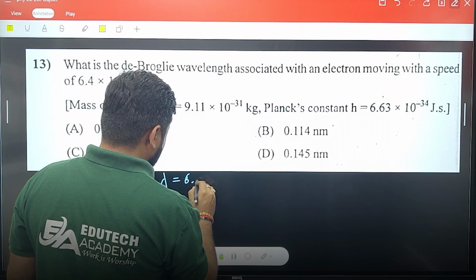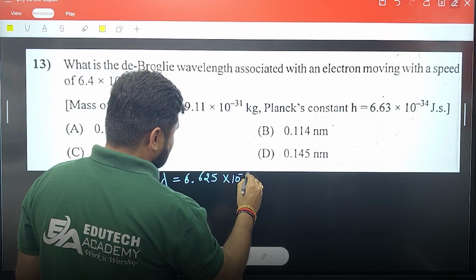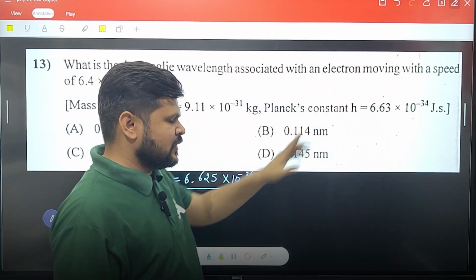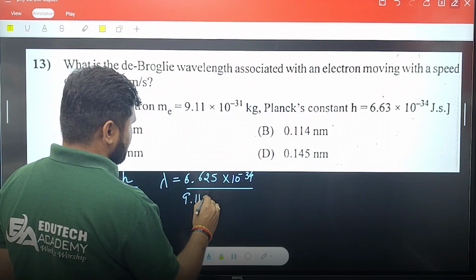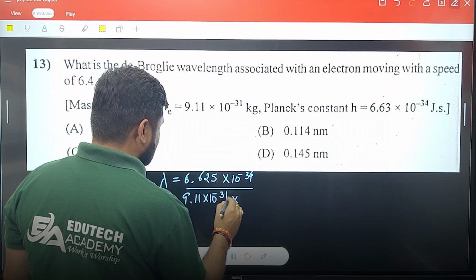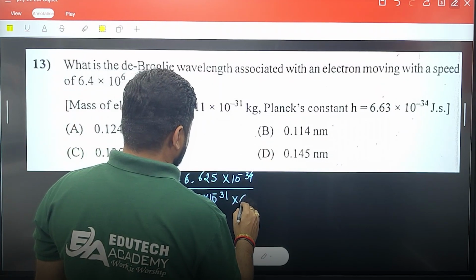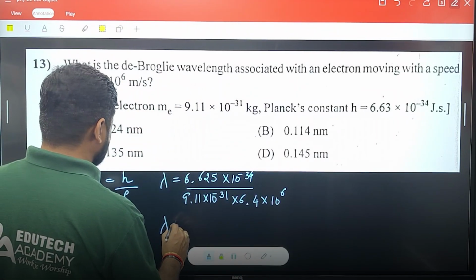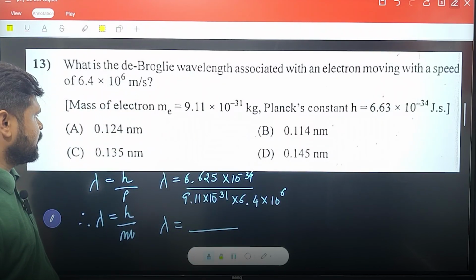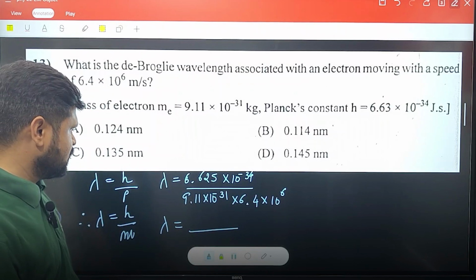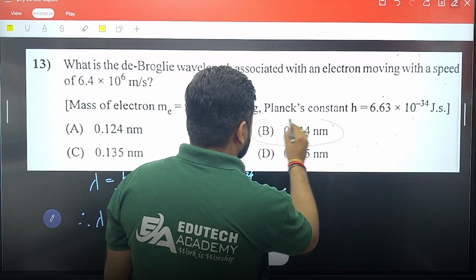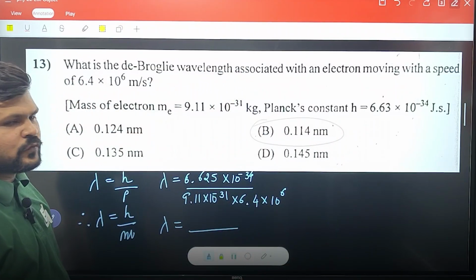The value of h is 6.625 into 10 raised to minus 34 divided by m, the mass. Here we are asked for an electron, so we will place the mass of the electron, that is given 9.11 into 10 raised to minus 31. Velocity is given 6.4 into 10 raised to 6. Now when you solve this, you will find the answer. Your answer will be 0.144 nanometer. B is the correct option, that is 0.144 nanometer.